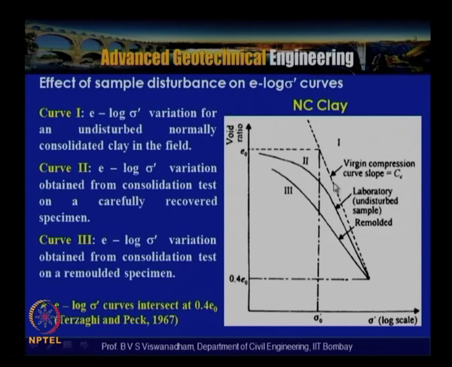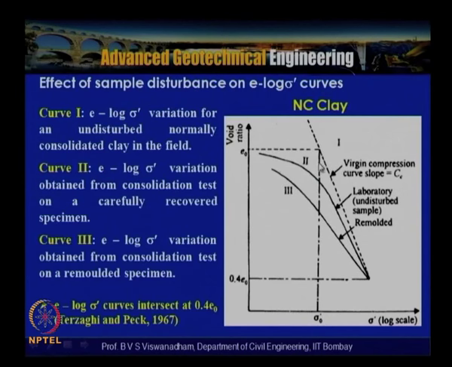Generally the sampling is done using an appropriate sampler, which gives the least disturbance. If a laboratory specimen is obtained with careful recovery and tested, the e-log sigma dash curve is like this, indicated as curve 2 in the figure. But if the same specimen is remolded and reconsolidated, the remolded specimen will have this type of e-log sigma dash curve.